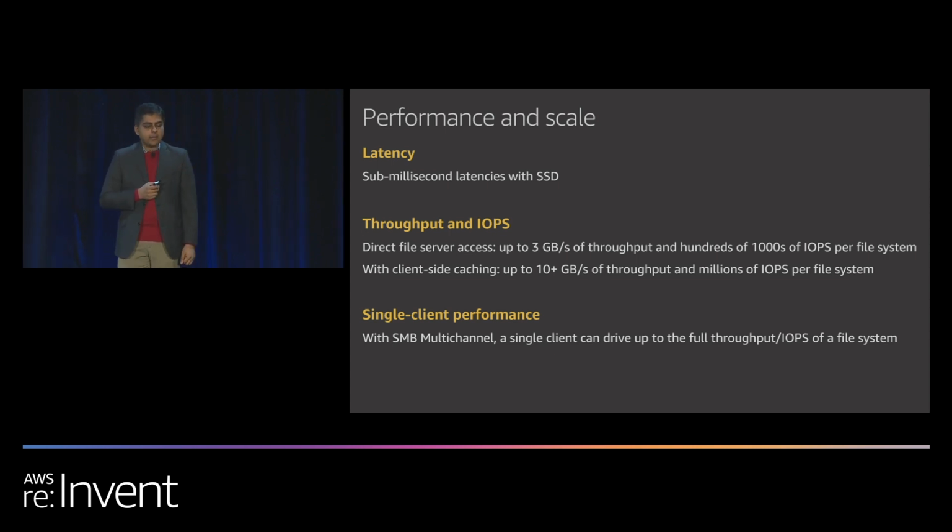So with that, you can perform up to 10 plus gigabytes per second of throughput and millions of IOPS, even on a per file system basis. And then one other thing I'll touch on here is because we support SMB natively and because we have full support for the rich set of features of SMB, with SMB multi-channel, we actually support the ability for a single client to drive up to the full throughput and IOPS capability of your file system. You don't even have to parallelize across lots of clients in order to take advantage of that full performance capability. So that's a really powerful piece of functionality that we support.